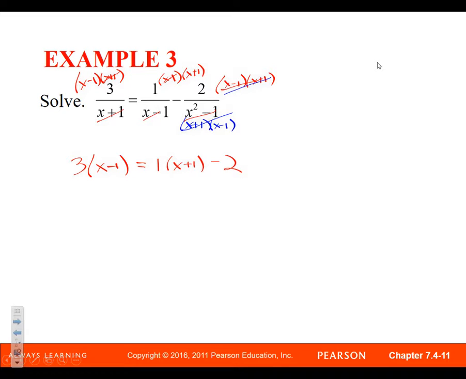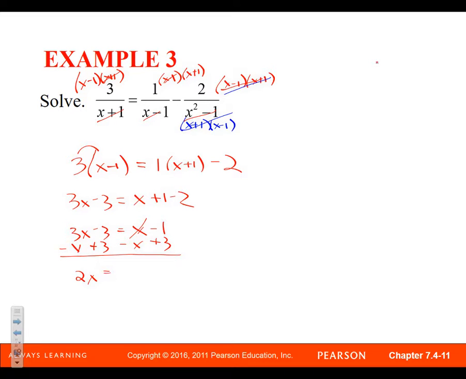Why did I do that? Let me check it. Yeah. Okay, I'll finish it up. Using the distributive property, you're going to get 3x minus 3. That is equal to x plus 1 minus 2. 3x minus 3 is equal to x minus 1. If you take x from both sides, you're going to get 2x. Add 3 to both sides, you're going to get 2. So it looks like x equals 1.